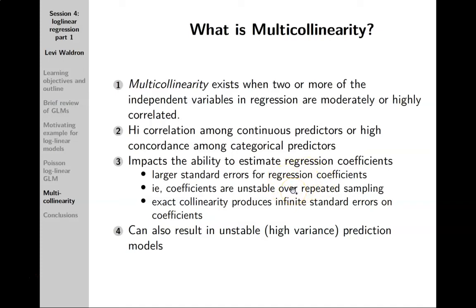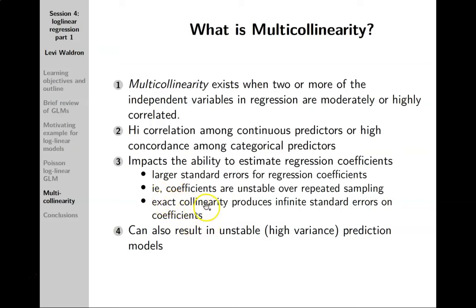in large standard errors. And in the extreme case of exact collinearity, meaning that either two of your variables are the same or that one of your variables is a perfect linear combination of several of your other variables, you might hear this sometimes called having a rank deficient model matrix or somehow a rank deficient matrix.